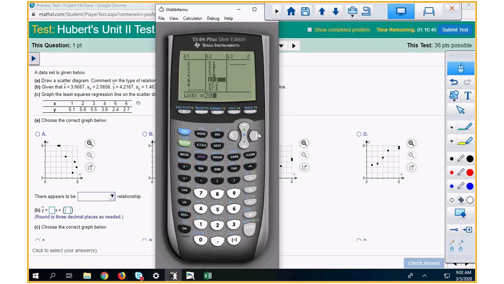That's why you have to use the keyboard on some things, and you can't use the keyboard on the 2.4 and 2.7. Delete, delete. And stat, calculate, linear regression.